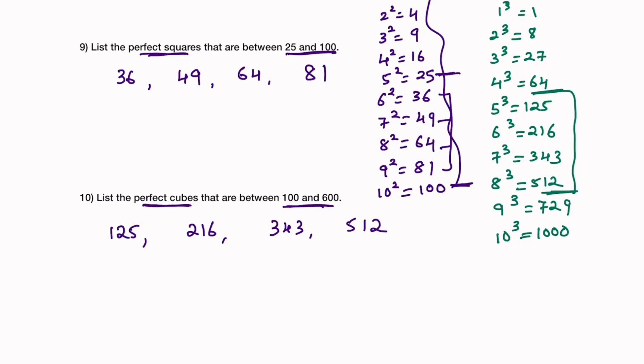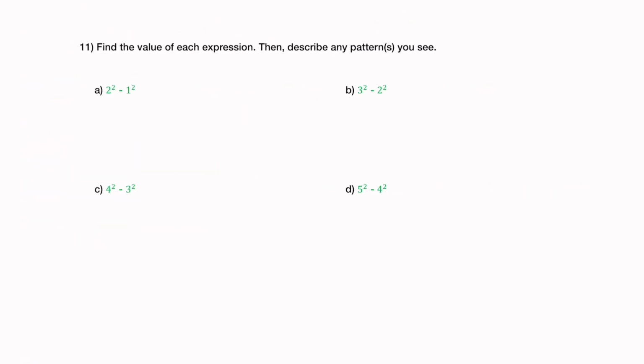Let's go to the next one now. Find the value of each expression. Then describe any pattern you see. Okay, so now we have to solve each of these expressions and see if there's some pattern that we observe. So 2 square is 4 and 1 square is 1.